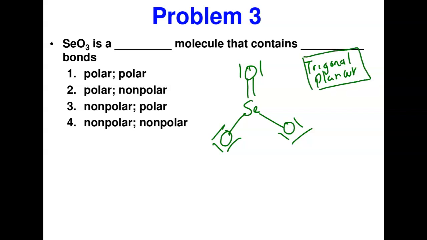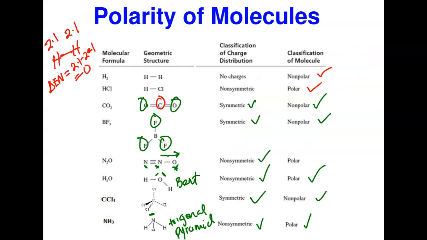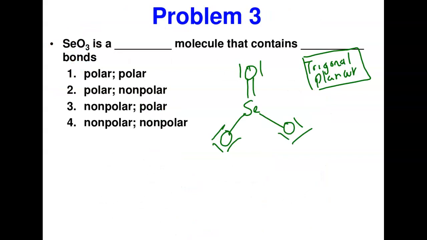However, selenium has 3 of the same attachment attached to it. Like I tell students, do not even bother. If you can memorize this table, if it has the same type of attachment, it is non-polar, it is symmetric. This molecule is symmetric.